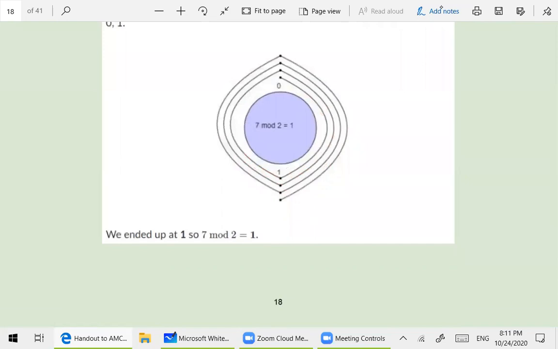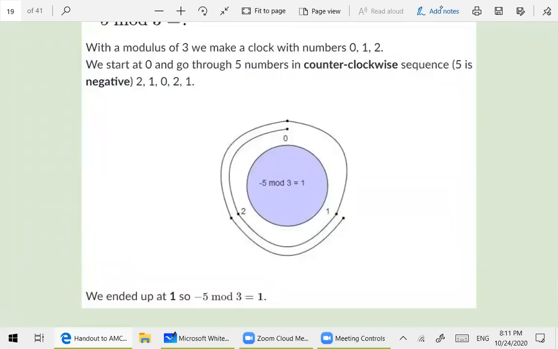And now negative 5 mod 3. You can do this in a similar way. 1, 2, 3, 4, 5. Another way you can calculate A mod B is just by subtracting or adding multiples of B until you get something in the range 0 to B minus 1.